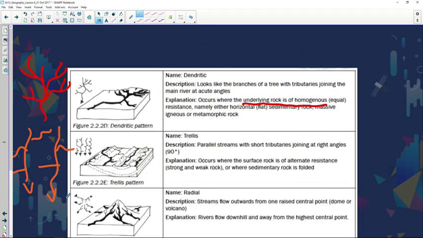Now the difference over here, if you look at the characteristics, the reason why it forms over here, the areas in between them are more resistant to erosion and weathering, whereas the stream channels are not. Very importantly over here, it occurs where the surface rock has different types of resistance. There's strong and weak rock. So the weak rock might erode much easier. For instance, sedimentary rock where folding took place.